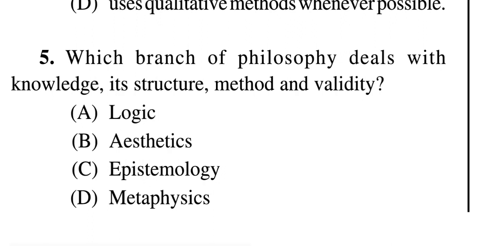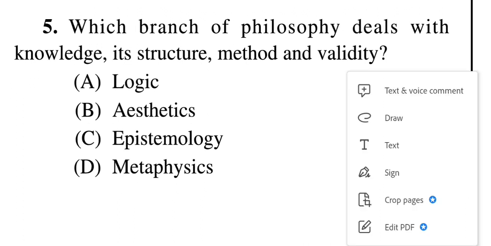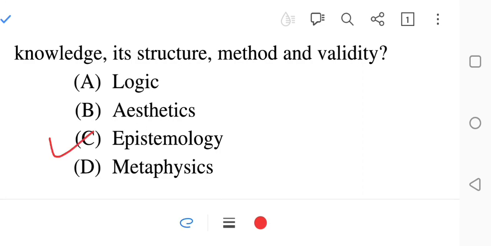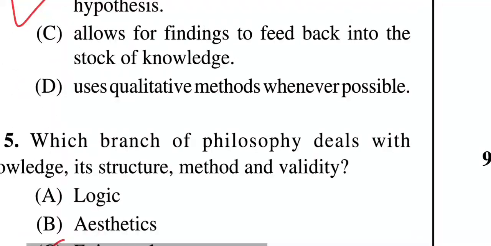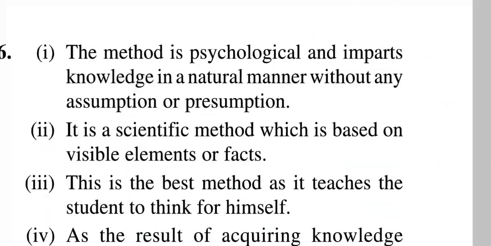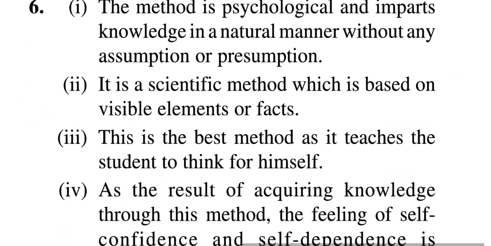So, the correct answer will be C. That means epistemology is the branch of philosophy that deals with knowledge, its structure, method, and validity. Epistemology. Okay. Next number. Now, number 6.